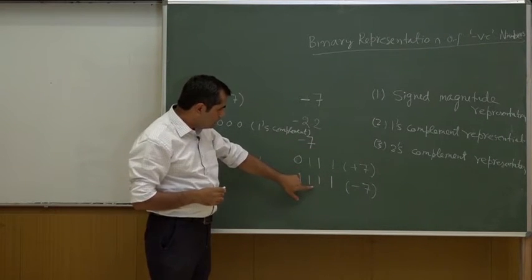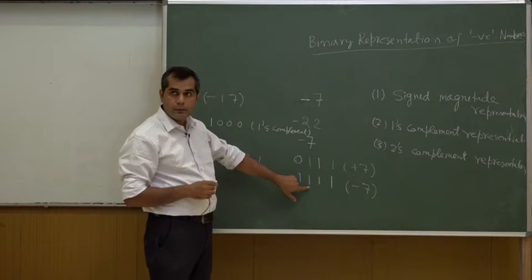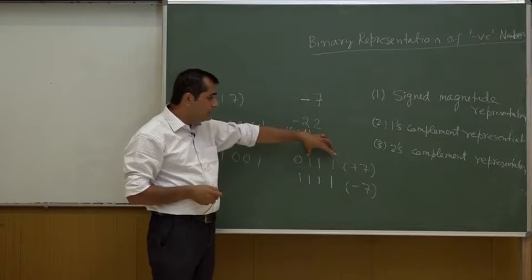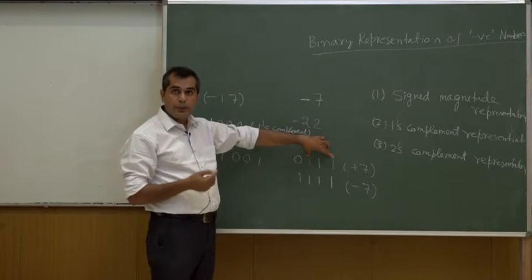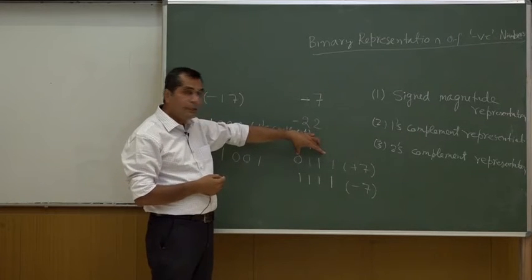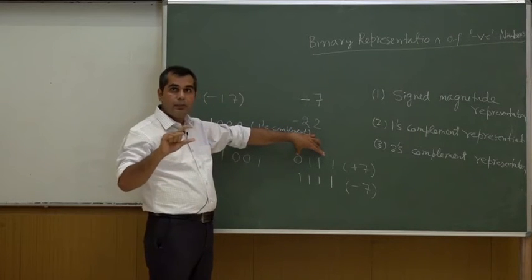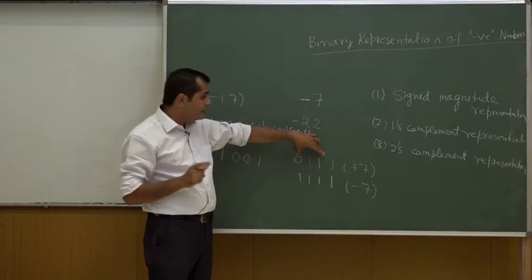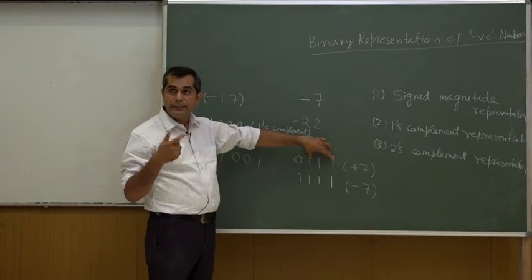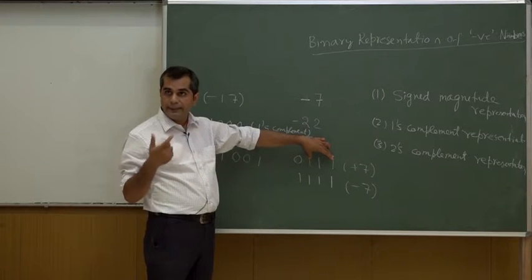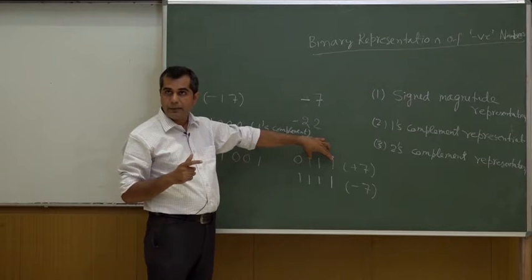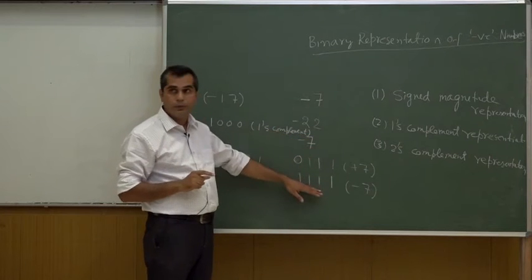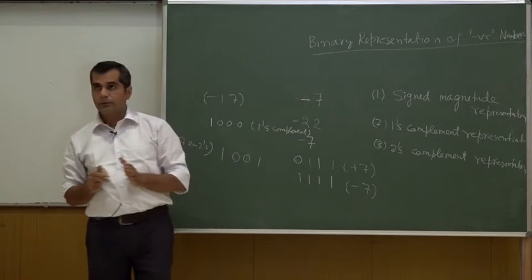Yes, this is for minus 7. Because for 7 you have to only use 3 bits, but here you are using one additional bit, the fourth bit, and the computer is already programmed for that. You may even represent a 7 in 8-digit representation. You can use 8 digits to represent a 7, and those 8 digits will be changed accordingly following this rule.